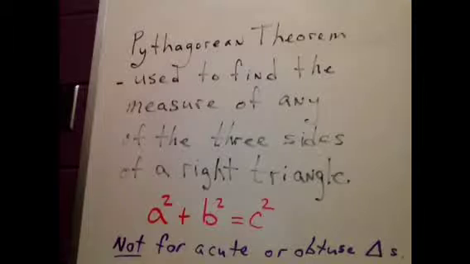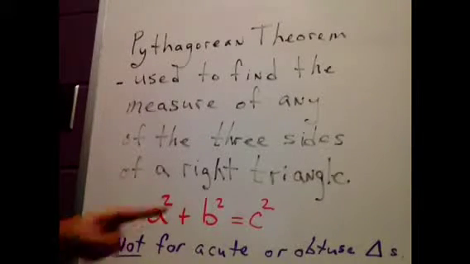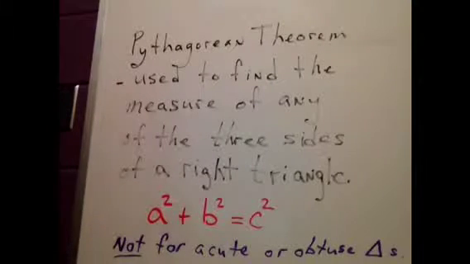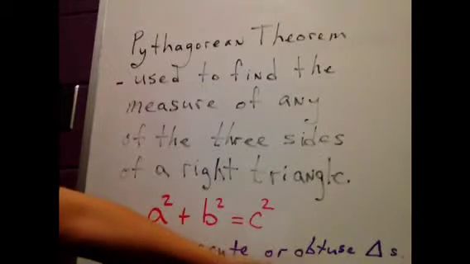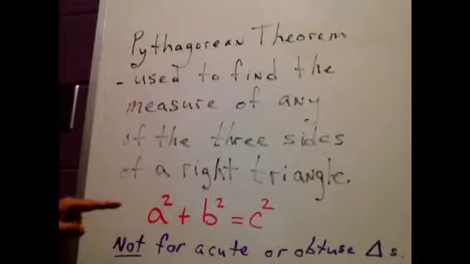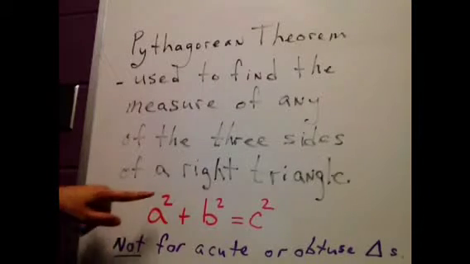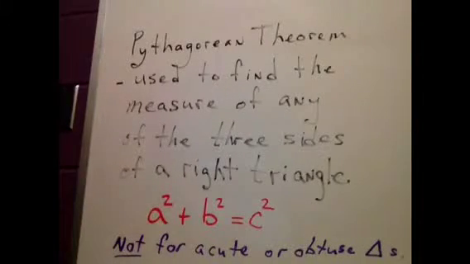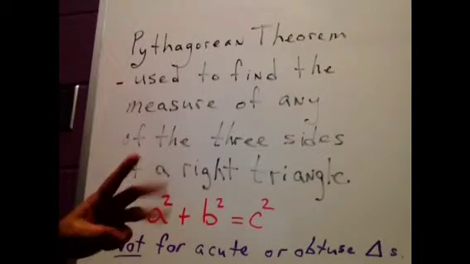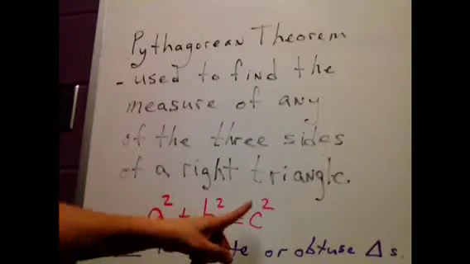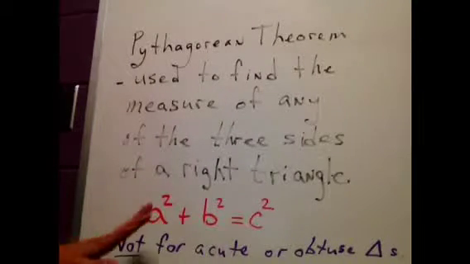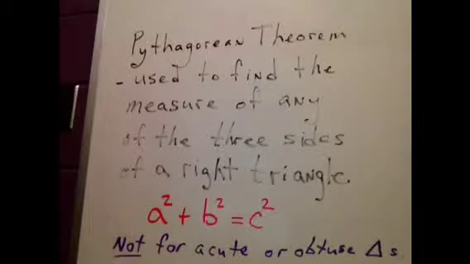The Pythagorean theorem is used to find the measure of any of the three sides of a right triangle. Right triangle. Okay? Not acute, not obtuse. It's only for right triangles, and it looks like this: a squared plus b squared equals c squared. Remember, there's three sides on a triangle, so this would be one side, the other side, and the last side. And I'm going to tell you how to figure out which goes where, all right? But the Pythagorean theorem is wonderful for finding any of the sides of a right triangle.